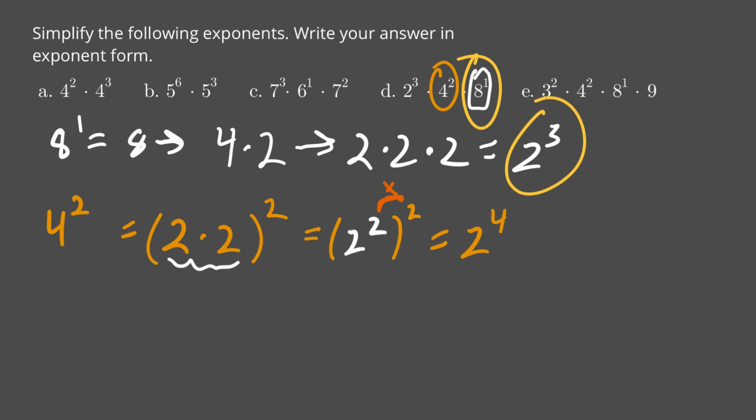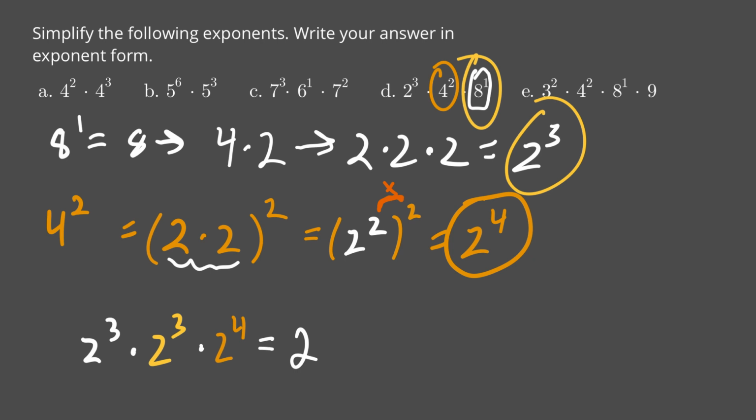Awesome. Now we've written all 3 of our numbers in part D as a base of 2. So rewriting, we have 2 to the power of 3 times 2 to the power of 3. Now this yellow one originally started as 8 to the power of 1. And we have 2 to the power of 4. This looks like all of our previous problems, so we can simplify. The base remains unchanged. Adding the exponents together, 3 plus 3 plus 4 gives you 10. So the answer for part D is 2 to the power of 10.